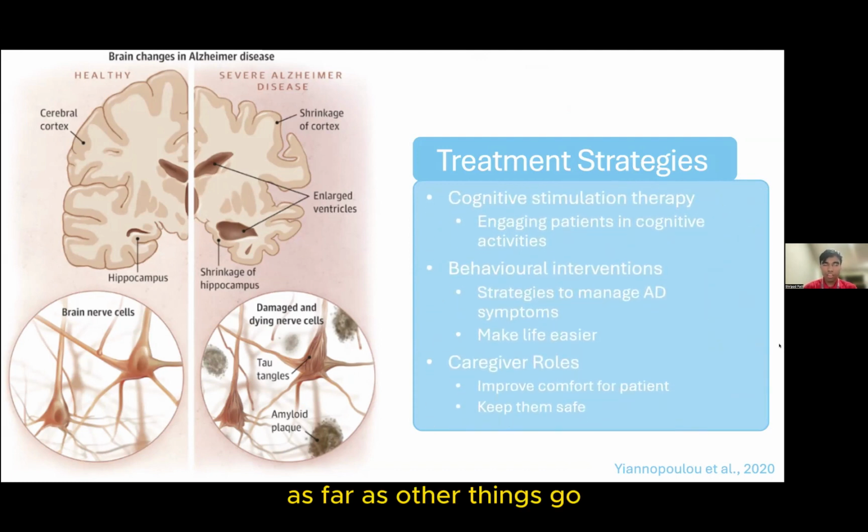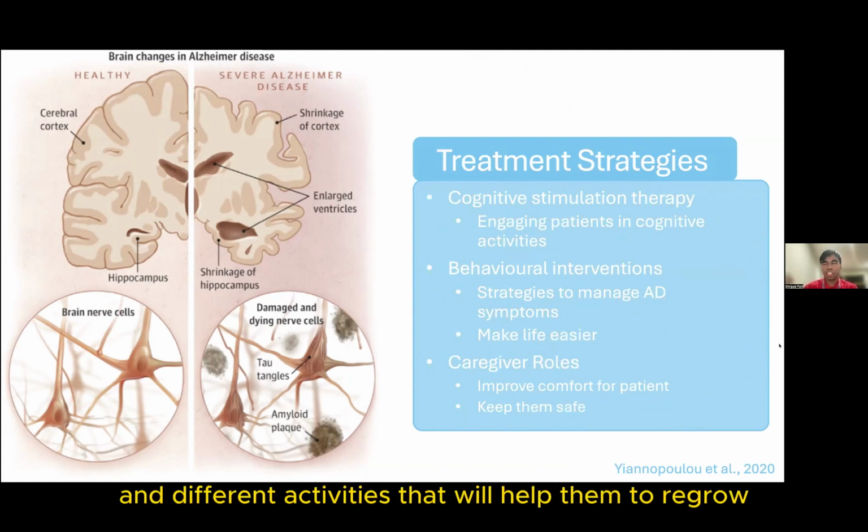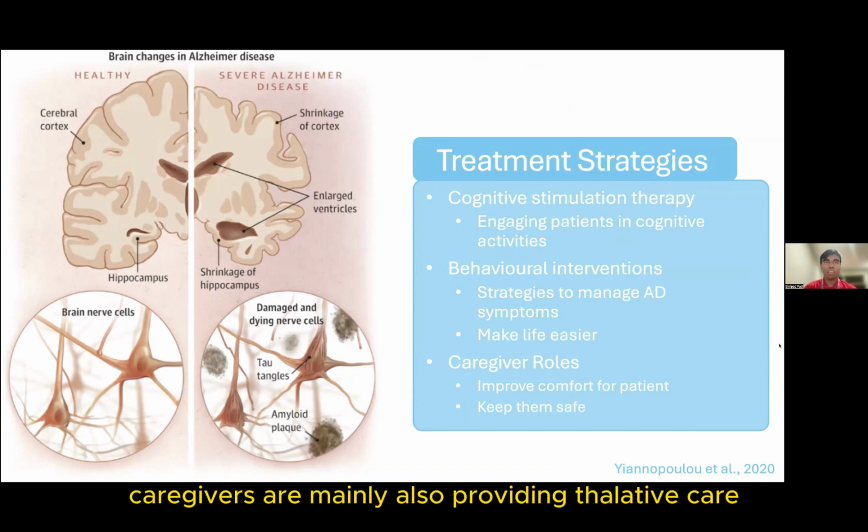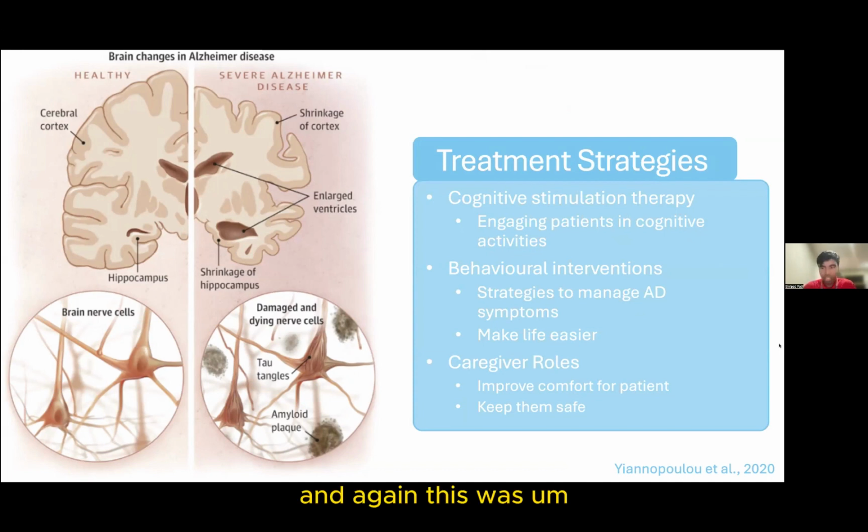As far as treatments that are not medicine-based go, there's cognitive stimulation therapy, which is essentially engaging your patients in different activities that will help them to regrow potential connections that may have been broken. Behavioral interventions are strategies to ease the symptoms of Alzheimer's and to make sure your behavior doesn't go out of check too much. And then finally, caregivers are mainly also providing palliative care and trying to cushion the symptoms that are caused by this disease. And again, this research was pulled from the paper by Yiannopoulos et al. in 2020.